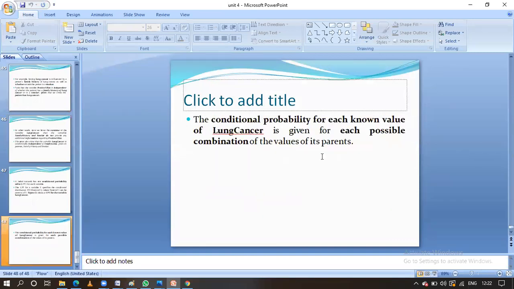Final side in this unit, guys. Using the overall conditional probability table, we can find out in this way.